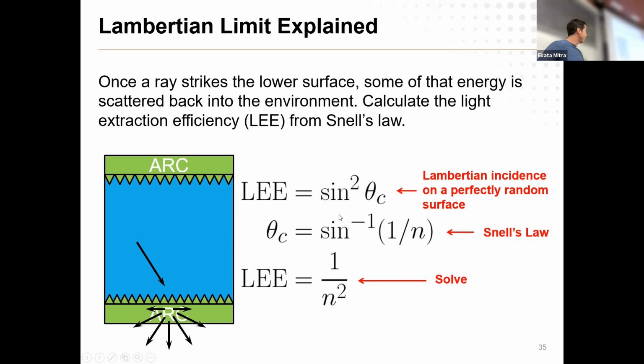So never mind, we're just going to pull that by magic, and then you calculate the escape cone, which is using Snell's law. You find that the light extraction efficiency is 1 over n squared. Okay, so the higher the index of refraction, the narrower that little escape cone gets, which means the less likely there is probability of that ray escaping when it strikes the surface here.